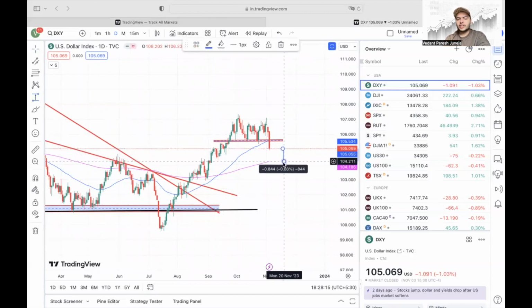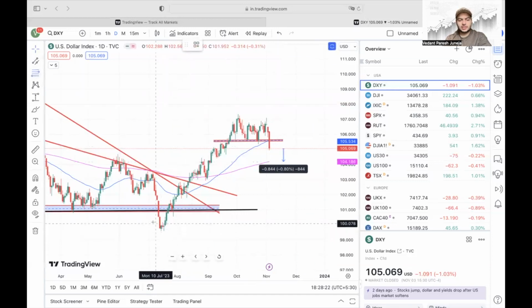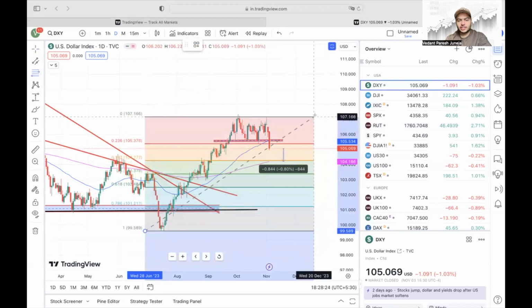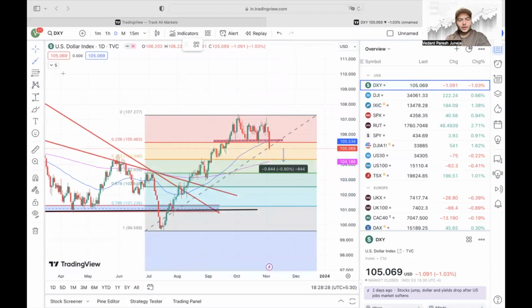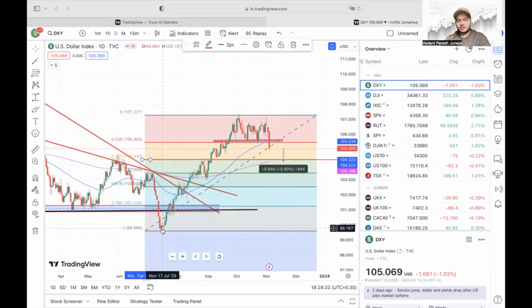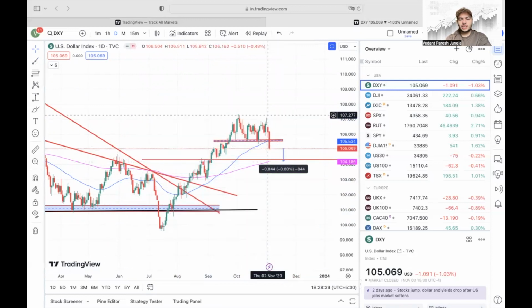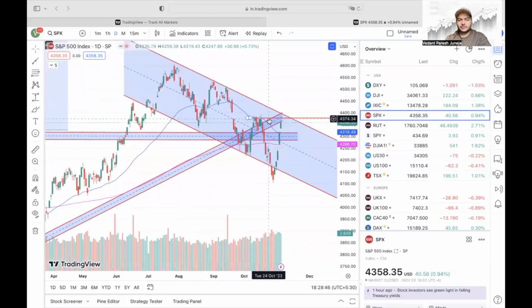its 200 moving average. I think it might come down to 104.167, just because this is a very good Fibonacci retracement level for the dollar, approximately 38% of its rally since July 2023. So I think it might come down to test its 200 daily moving average, and let's see what happens here. And until then, let's go to the charts of S&P 500.